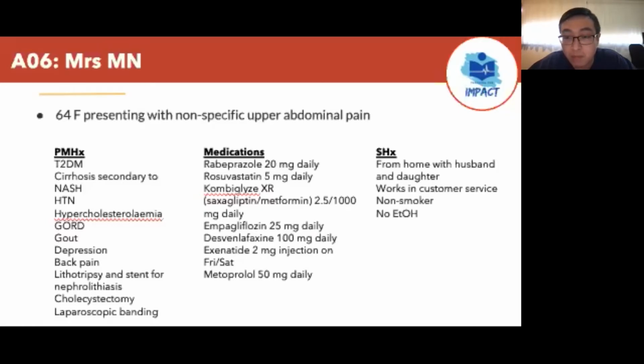Does anyone know what serious side effect is associated with SGLT2 inhibitor use, particularly in the inpatient setting or in the setting of an acute illness? Yeah, HHS or DKA.